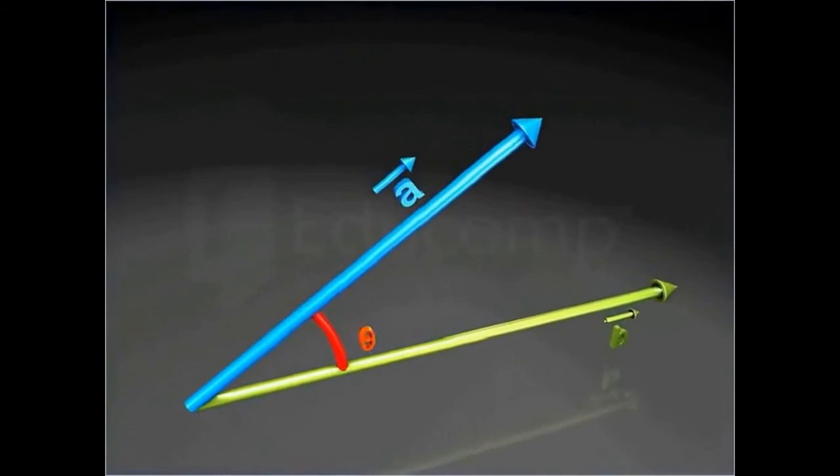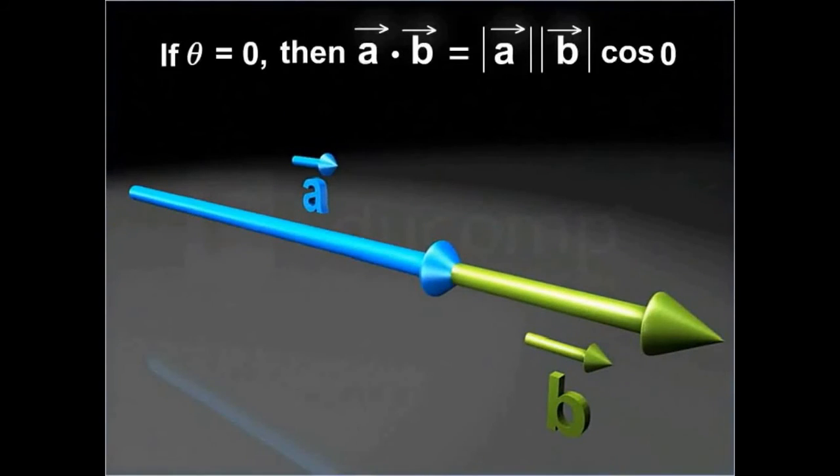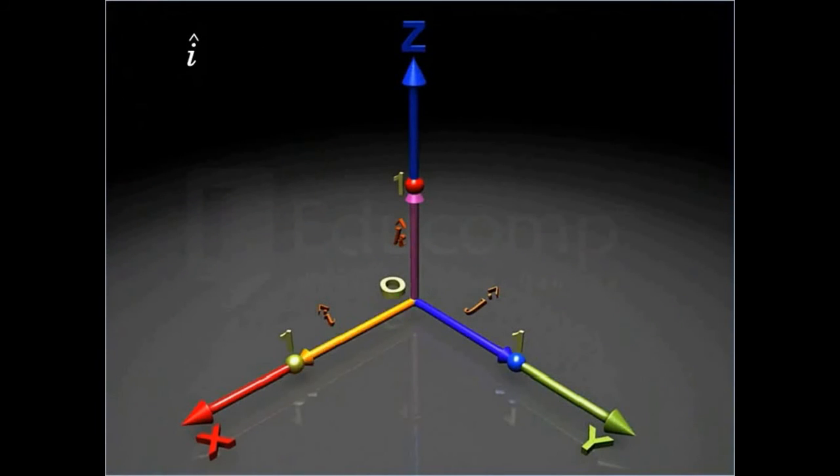The dot product of two vectors is maximum when theta is equal to 0, as cos theta will have its maximum value 1 when theta is equal to 0. This fact helps us to conclude that dot product of unit vector i cap with itself is equal to 1. Similarly, j cap dot j cap is equal to 1 and k cap dot k cap is also equal to 1.